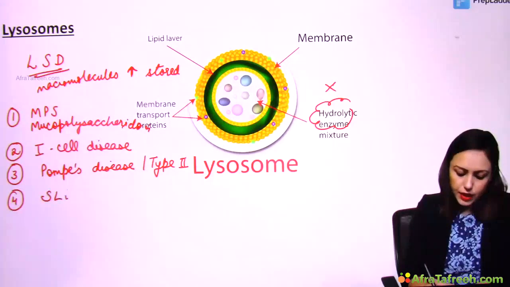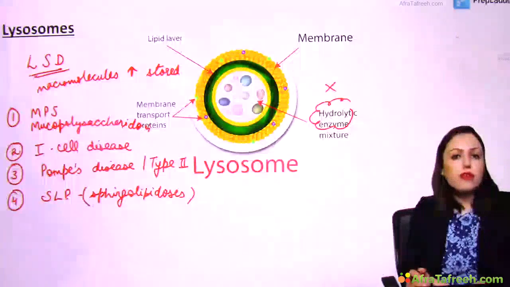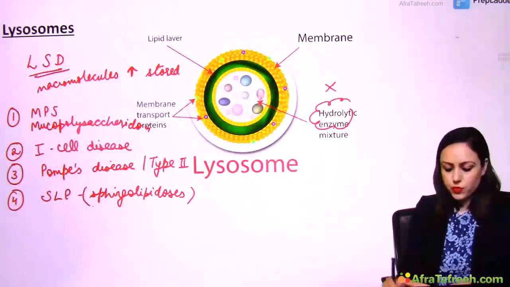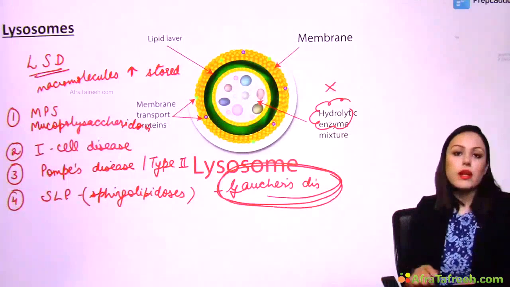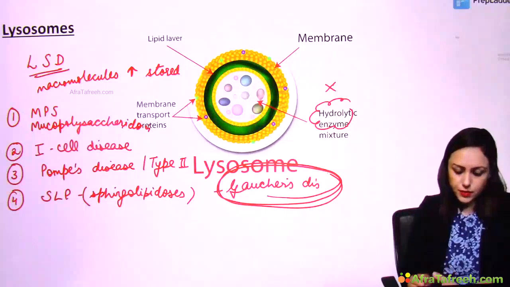Then SLP, that is sphingolipidosis. I've covered this in the lipid chemistry portion. In sphingolipidosis, there is Gaucher's disease, which is the most common lysosomal storage disease.